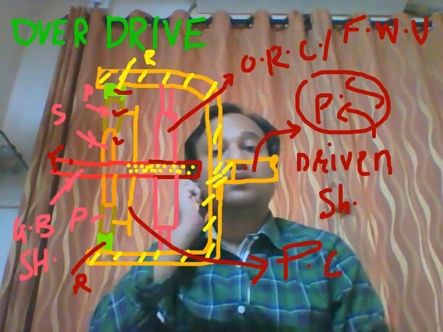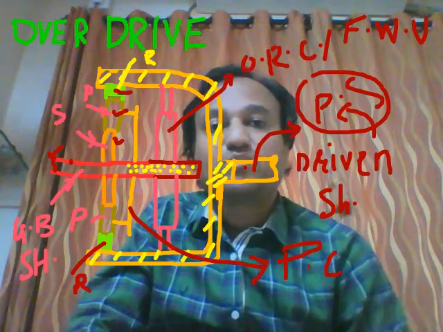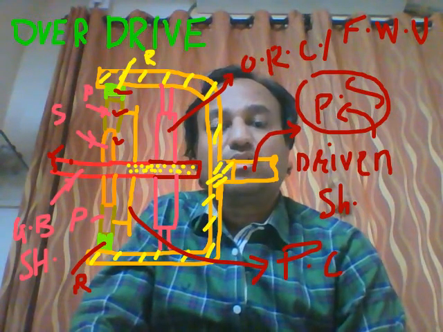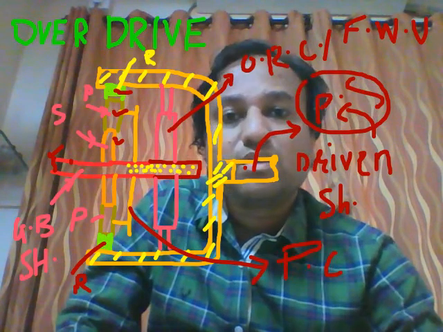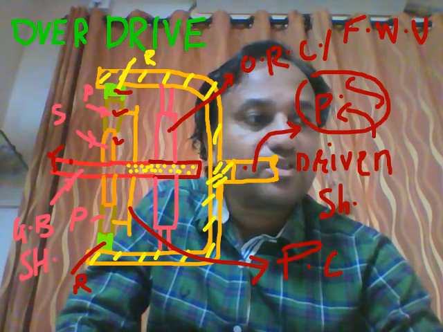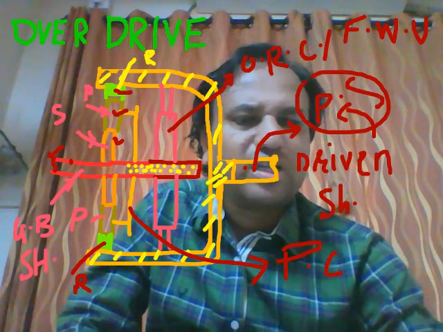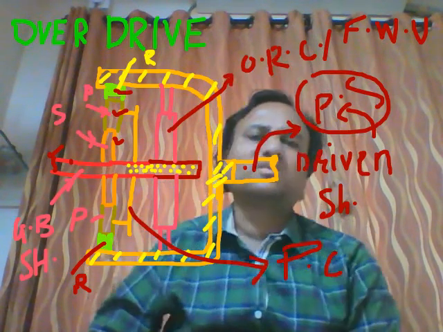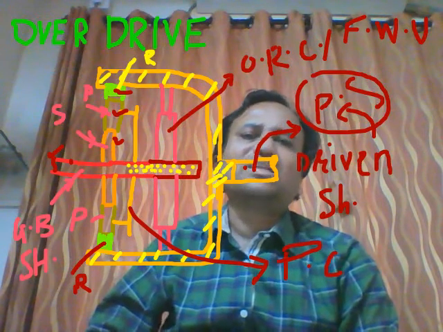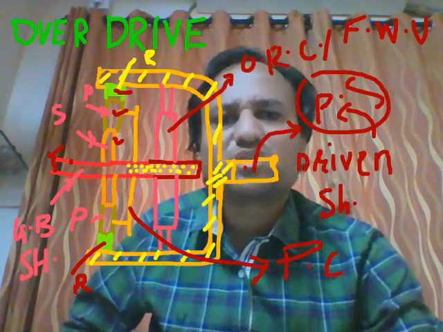unidirectional movement. The overrunning clutch is a one-way clutch, so it will be helpful on a gradient. I will not discuss in detail the overrunning clutch, so just go through it.